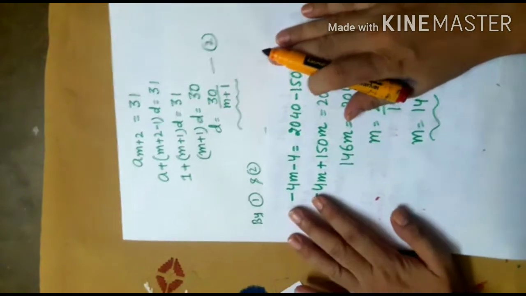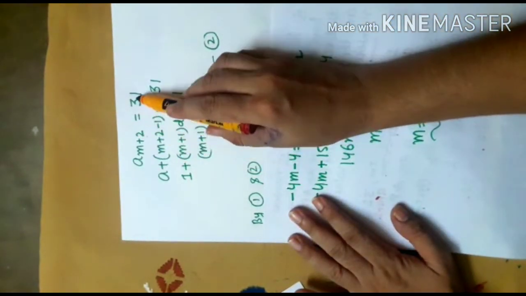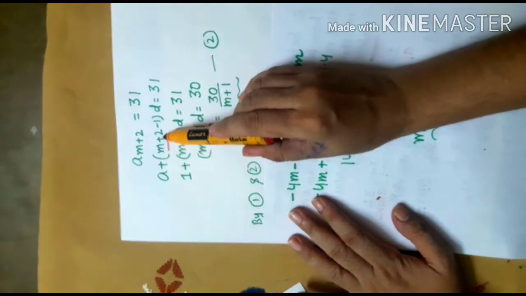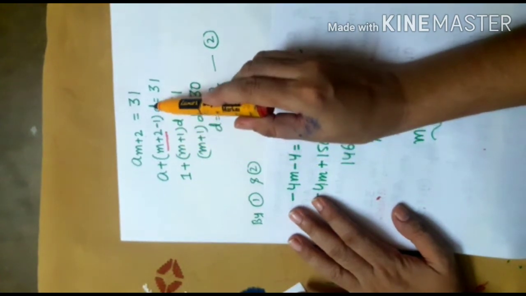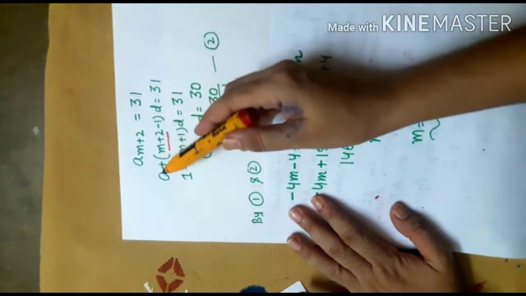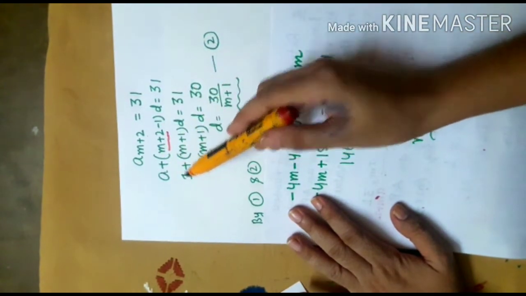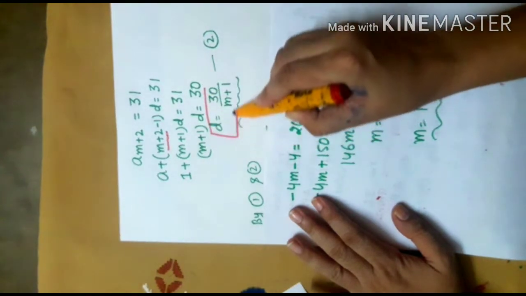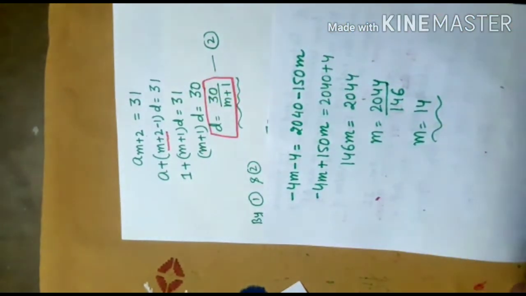Also, a(m+2) is equal to 31. So I'll get A plus (m plus 2 minus 1) into D equals 31. Substituting the value of A, which is 1, from here I'll get D equals 30 over (m plus 1).